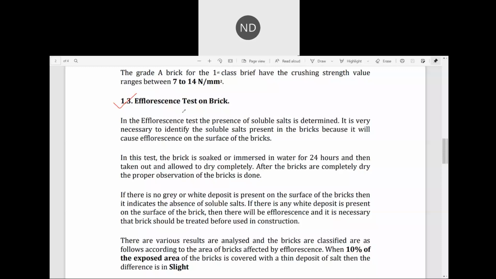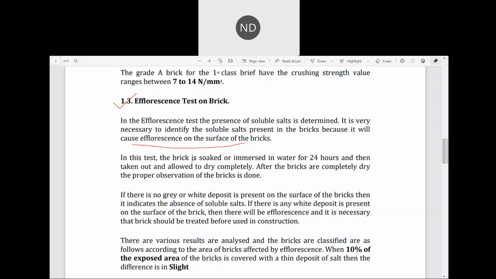You know, there are some minerals also in the brick, so there may be soluble salts present in the brick. We should identify how much soluble salt is present in your brick, so that it may not affect the strength or the stability of the brick. Because of the cause of efflorescence on the surface of the bricks, we do the efflorescence test.